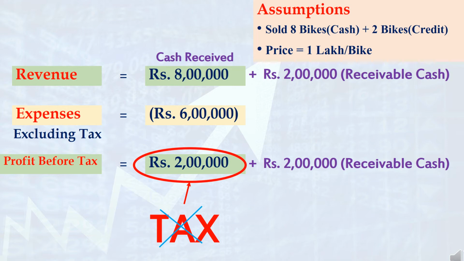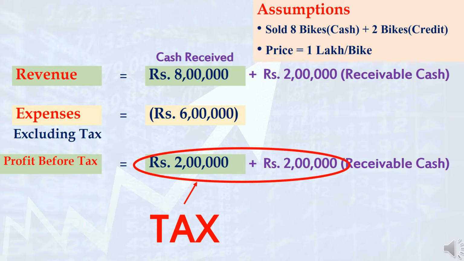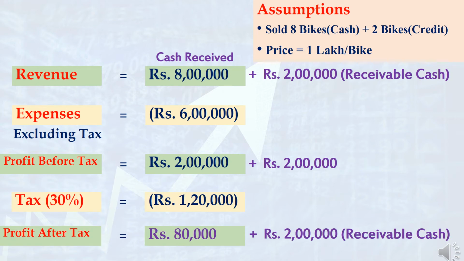So the government will not accept it if the company pays tax only on that 2 lakh rupees. For the government, the company's total revenue from both cash-based and credit-based sales is 10 lakh rupees. From that 10 lakh rupees, when the expense of 6 lakh rupees is deducted, the remaining 4 lakhs will come. For that 4 lakh rupees, the company has to pay tax compulsorily. For 4 lakhs, 30% tax means 1.2 lakh rupees the company has to pay as tax. From 4 lakhs, when 1.2 lakh rupees is deducted, the remaining 2.8 lakh rupees will come.